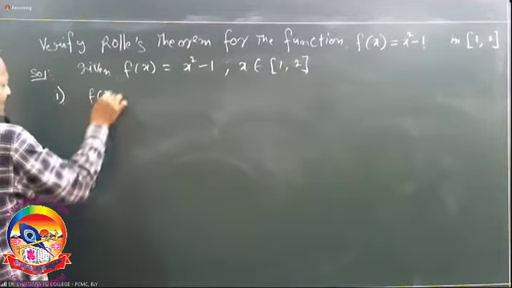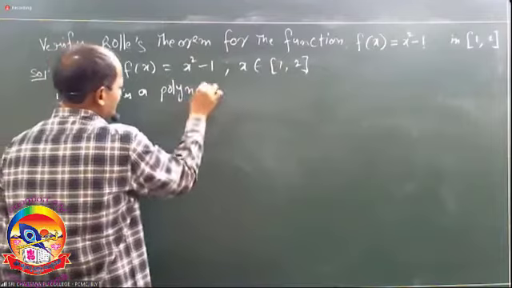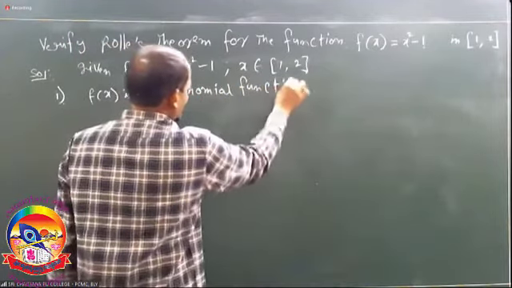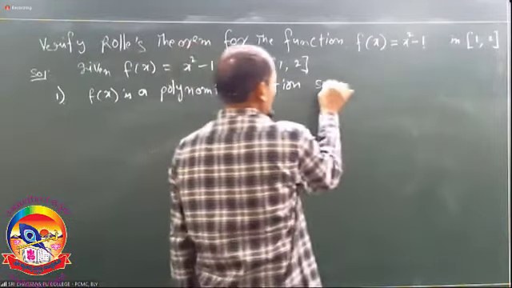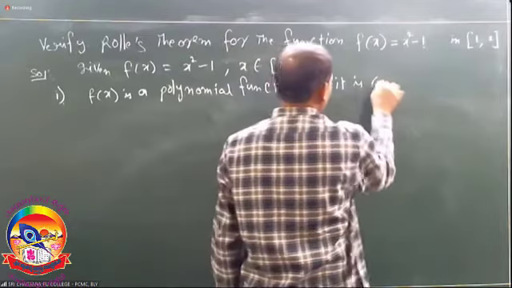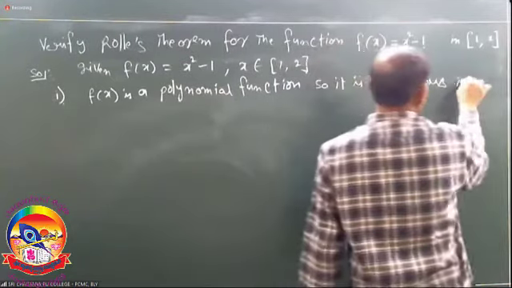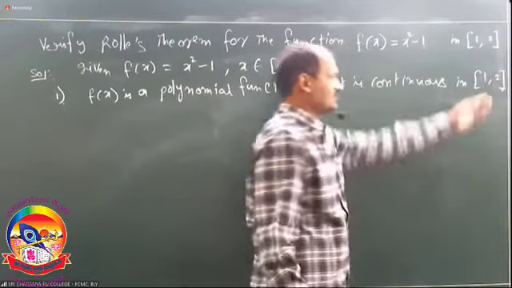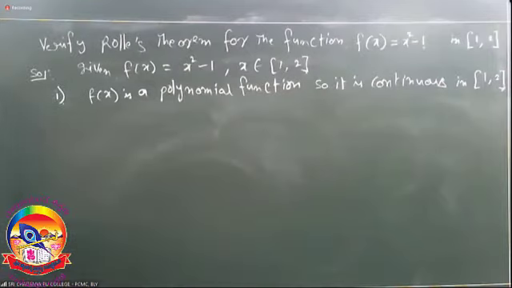Given f of x is a polynomial function, so it is continuous in the given closed interval 1 comma 2. It is a polynomial function, so it is continuous.